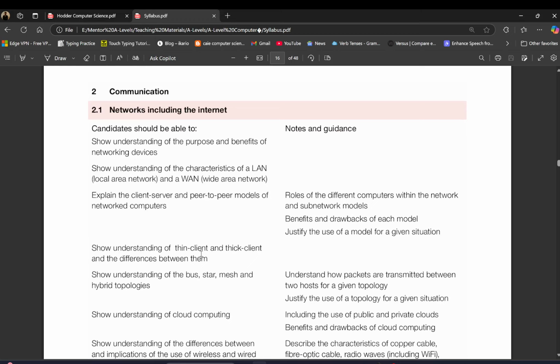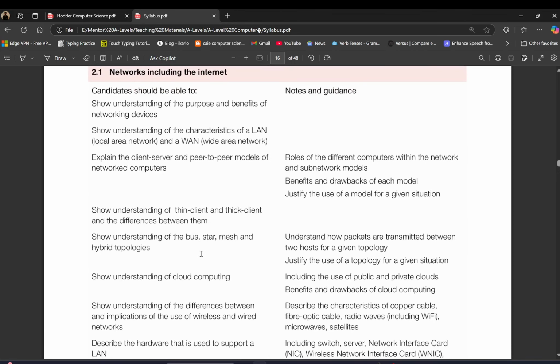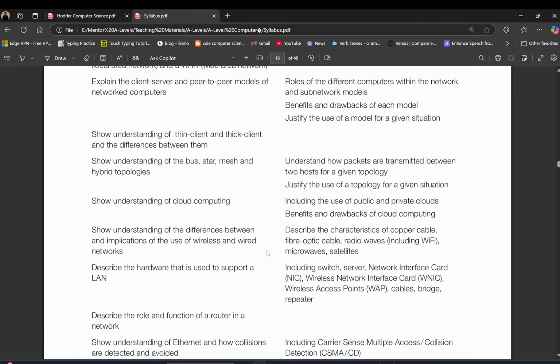You also need to have an idea about the various topologies that are used in network architecture, understand cloud computing, and you need to understand the advantages and disadvantages of using wired and wireless networks. And this will cover the first section of our video.